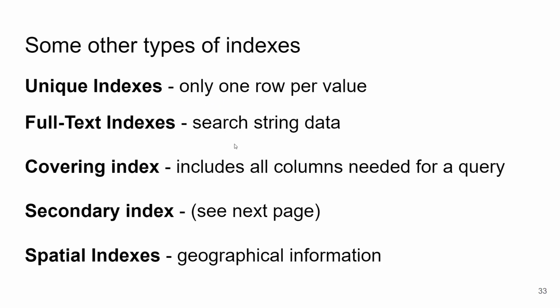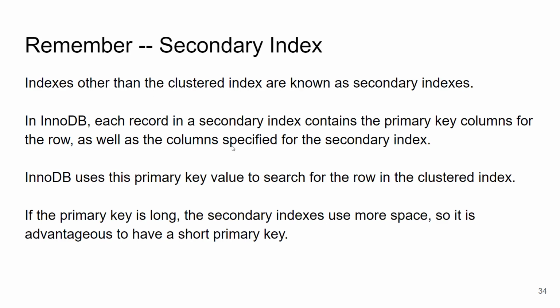Of course, there are other types of indexes out there. You've heard me talking about unique indexes, but we have full text indexes for those doing textual searches. Covering indexes, which means your index basically covers all the information you want for your query, with no need to actually dive into the data. Secondary indexes, I'll harp on that again in just a minute. Spatial indexes for geographical information.